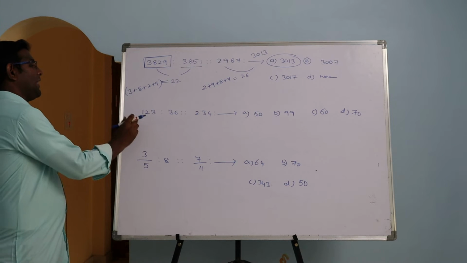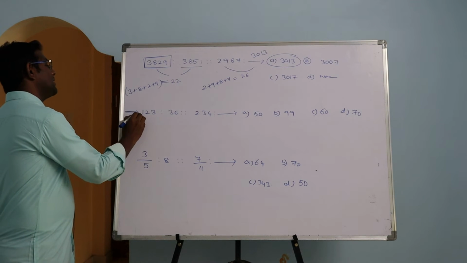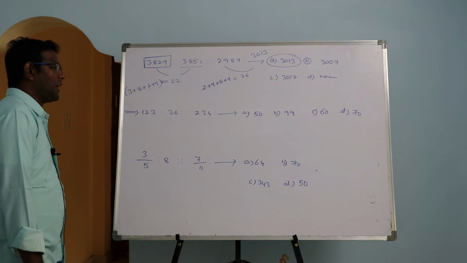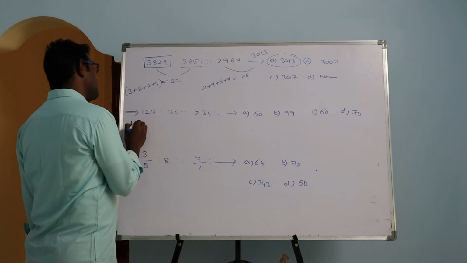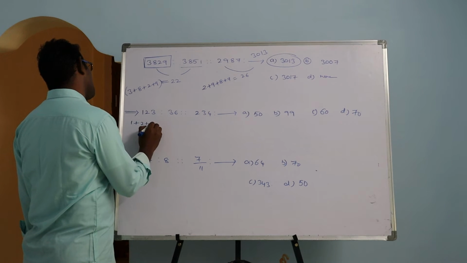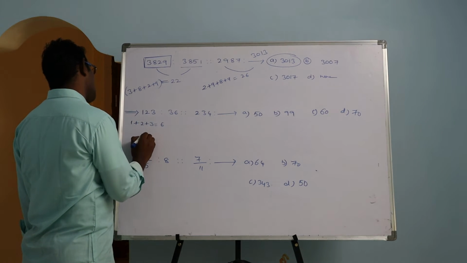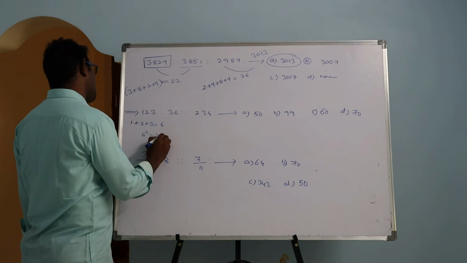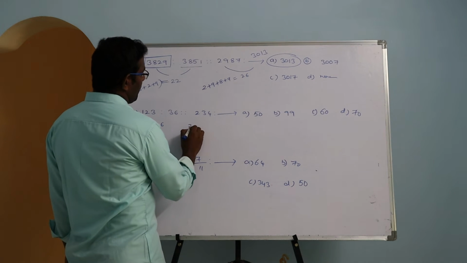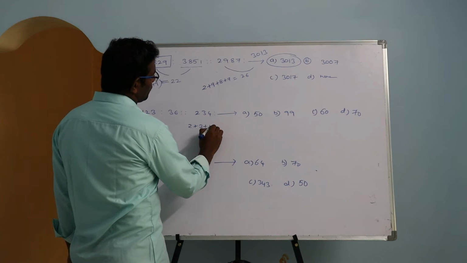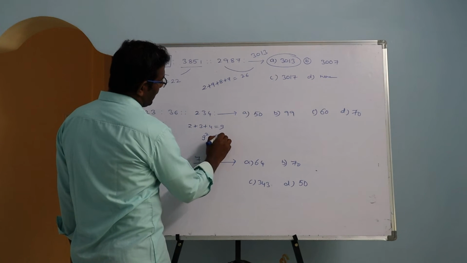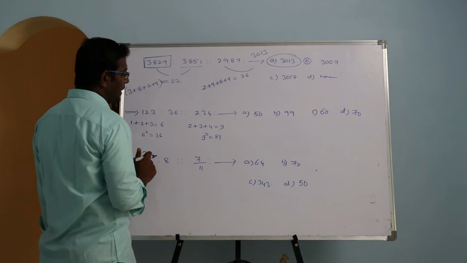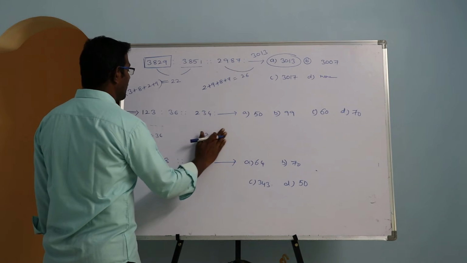Next bit, sir. A big number is converted into a small number. You can observe the following rules. First, the sum of the numbers: 1 plus 2 plus 3. How much, sir? 6. What about 6 square, means 36. In the same way 2 plus 3 plus 4, how much? 9. What about 9 square, means 81. Is 81 there in the options? There is nothing in the options with 81.